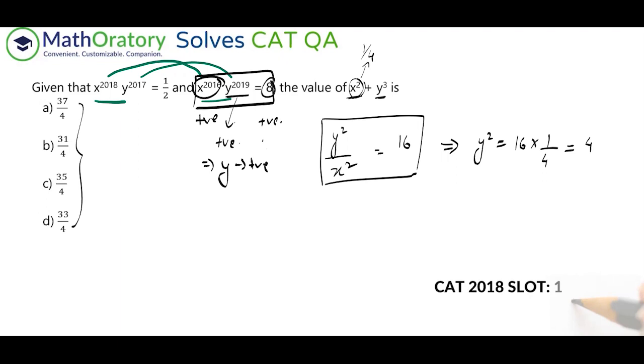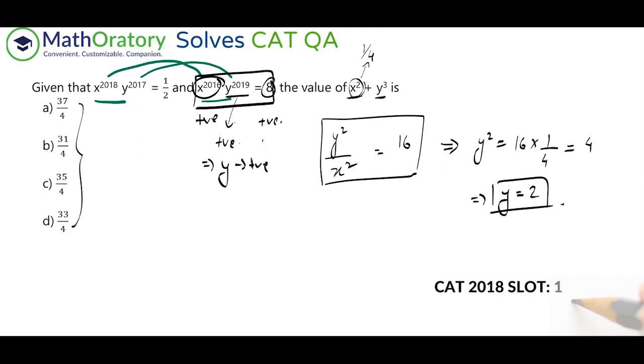Because x to the power 2016 has an even power, even if x is negative, x to the power 2016 will definitely be positive, right? So given that 8 is also a positive value, y to the power 2019 is positive, which implies that y has to be positive because we have an odd power in this case. So y being positive, y square being 4, we have y is equal to 2. So this is obtained, right?